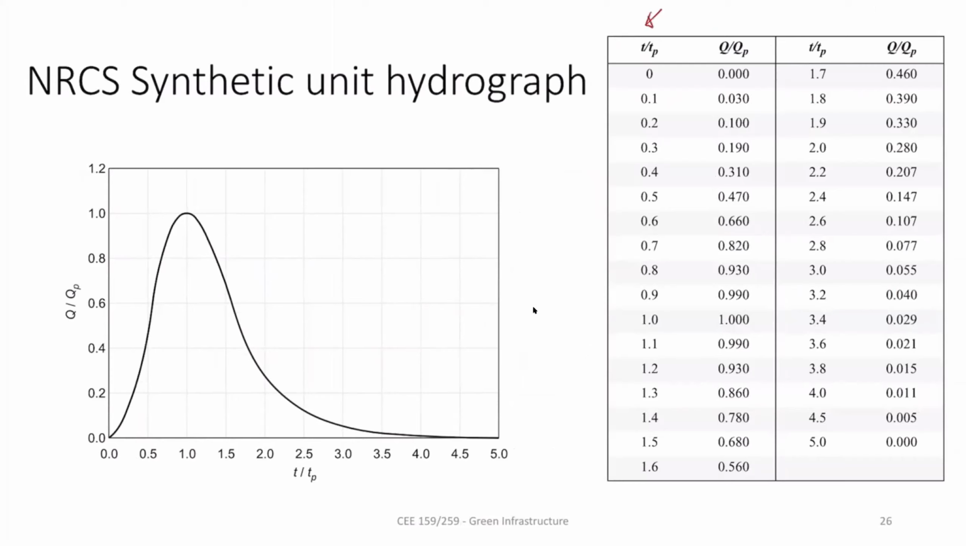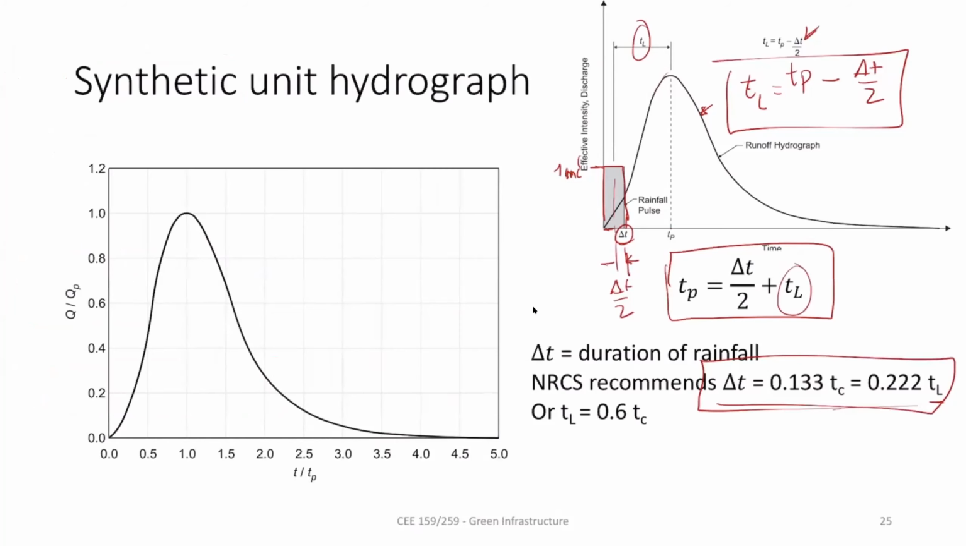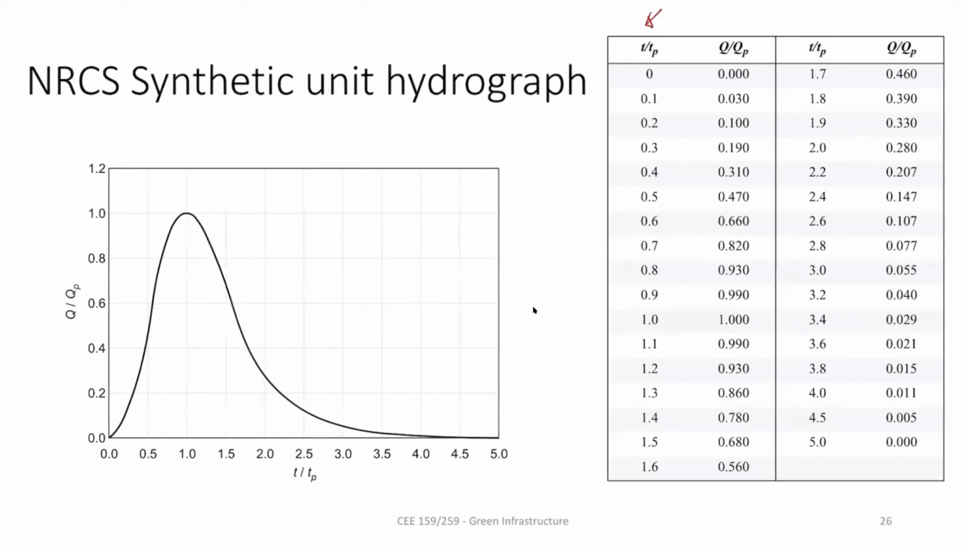So T by TP, where TP is the time for the peak to appear, is related to Q over QP, meaning the discharge in reference to the maximum peak discharge. These numbers are fixed. So if you know the TP value, you can calculate the corresponding Q over QP value, because these are given. This one you will determine, because TP for your case will be very different based on what watershed you have.